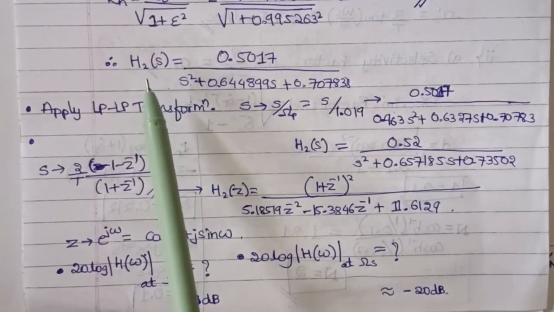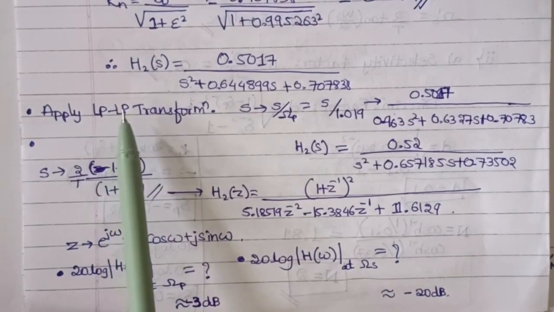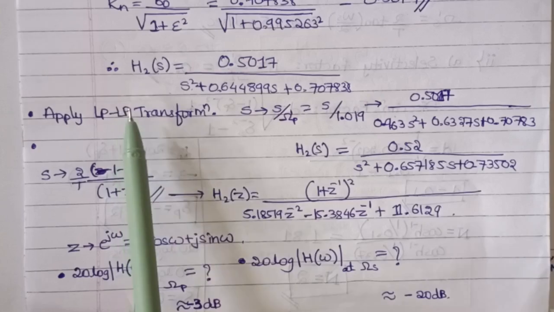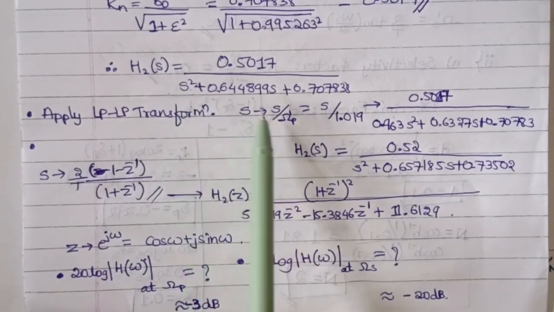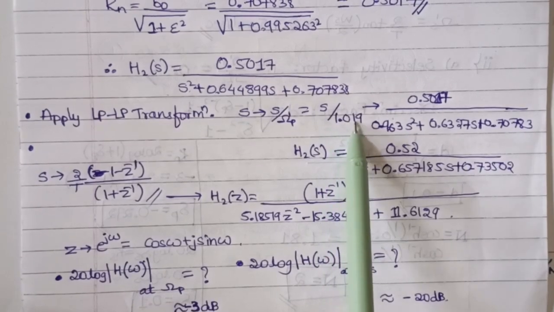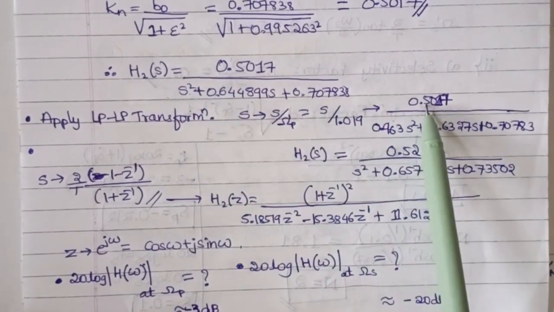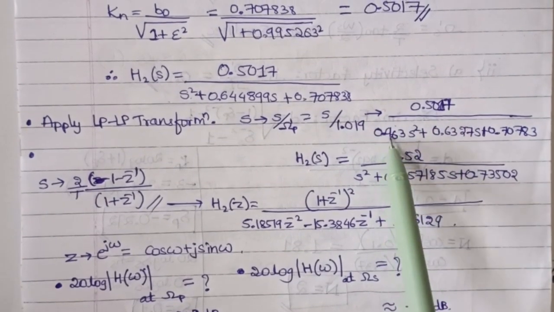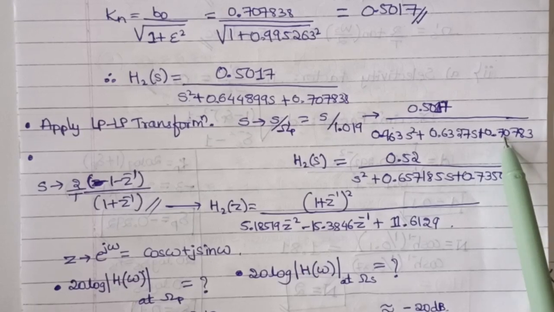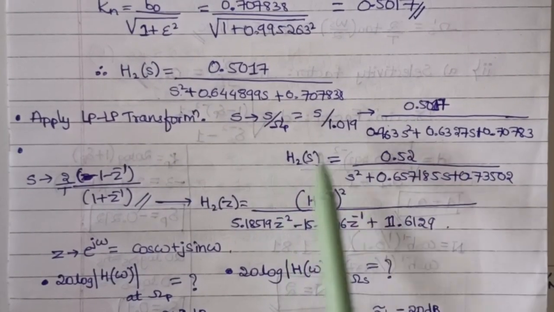The steps involved in obtaining the transfer function remain the same in analog and digital filters. Since we are asked to design a low-pass filter, we have to apply the low-pass to low-pass transformation. Substituting S by S divided by omega p dash, we get S divided by 1.019. Substituting this in the transfer function, we get 0.5017 divided by 0.963 S square plus 0.6327 S plus 1.70783. We have obtained the transfer function in terms of S.